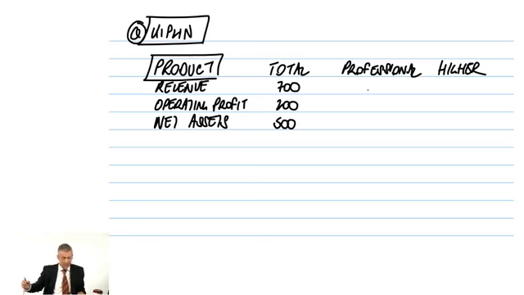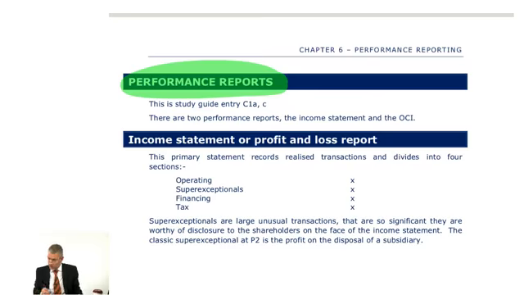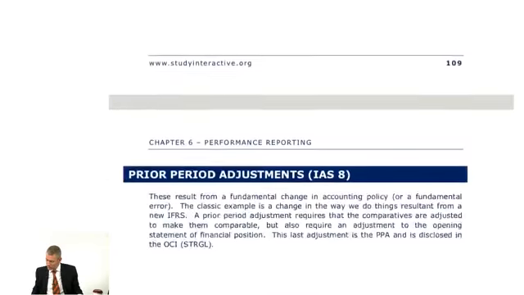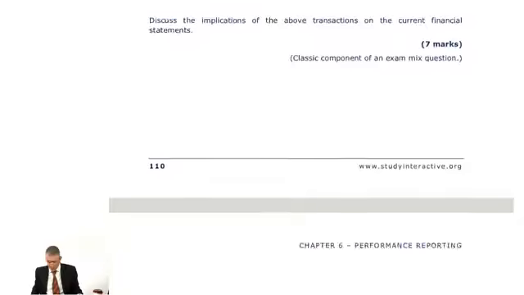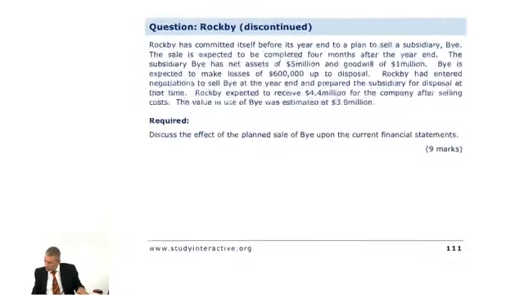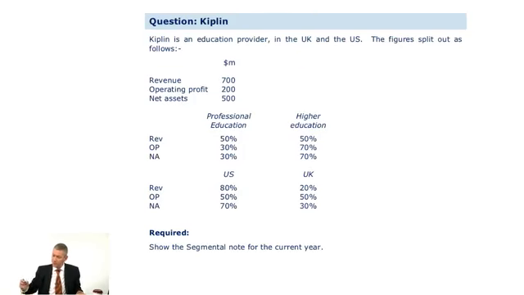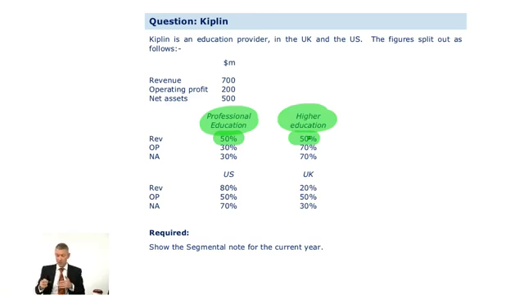Oh, sorry. Can you see? I feel like bringing up the notes in front of you so you can see what I'm working on. So here we go. I'm going to come to the top of this chapter, to page 112. So here's the question, Kipling. You can see that my segmental note is going to be split between professional and higher, and I'm going to use 50% and 50% to split the revenue and then work my way down.